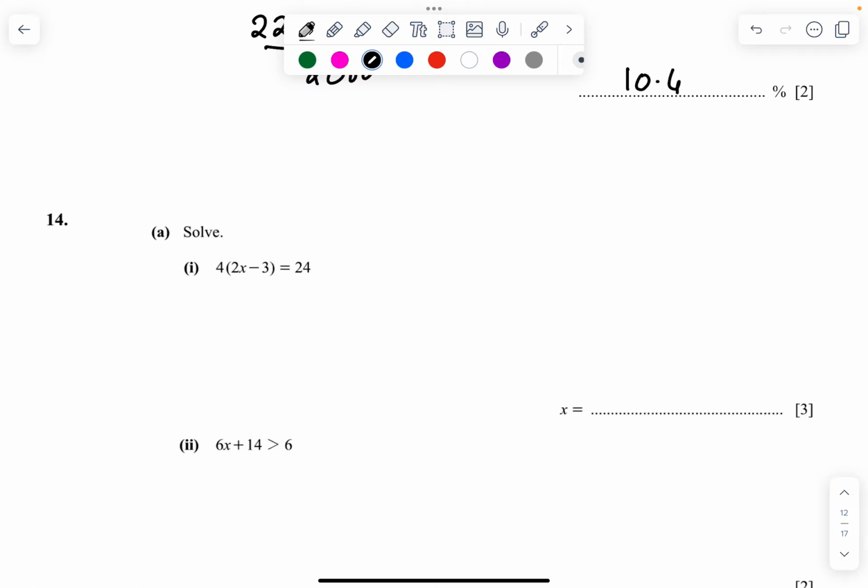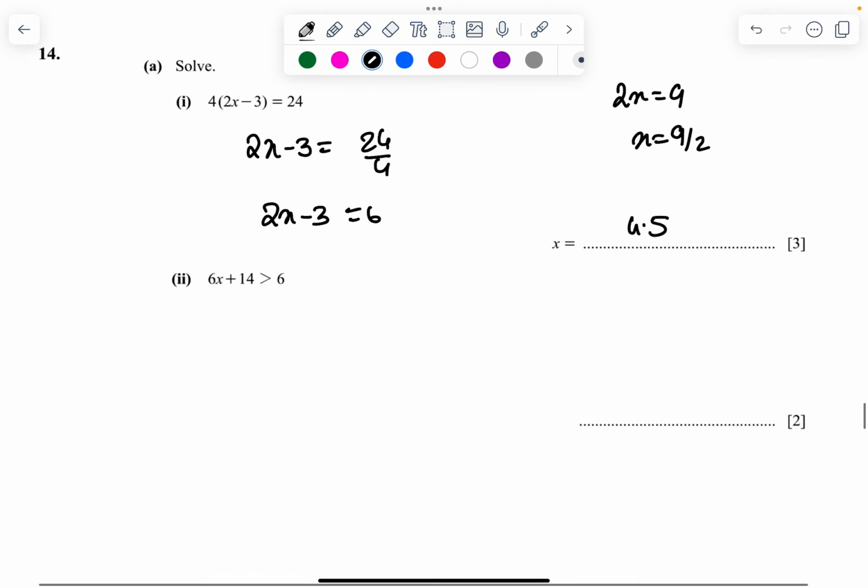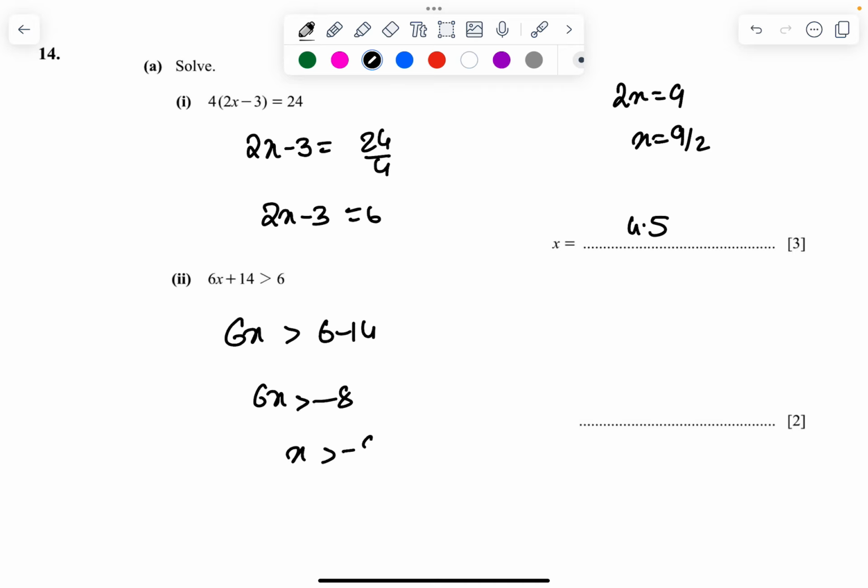Total percentage increase. Now this is 2x minus 3 equals 24 by 4. 2x minus 3 equals 6. 2x equals 9. x equals 9 by 2, which is 4.5. 6x is greater than 6 minus 14. 6x is greater than negative 8. x is greater than negative 8 by 6, which is negative 4 by 3.